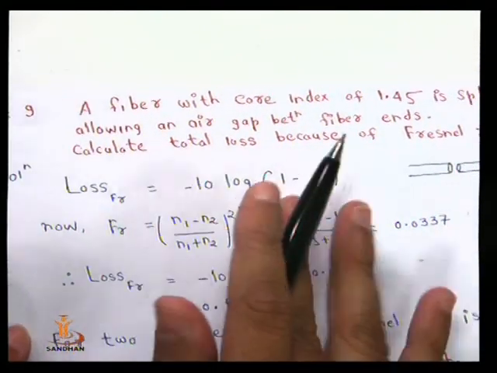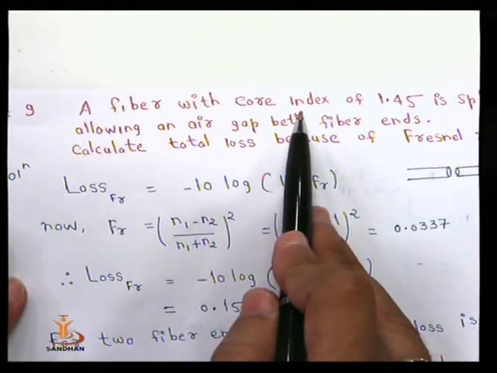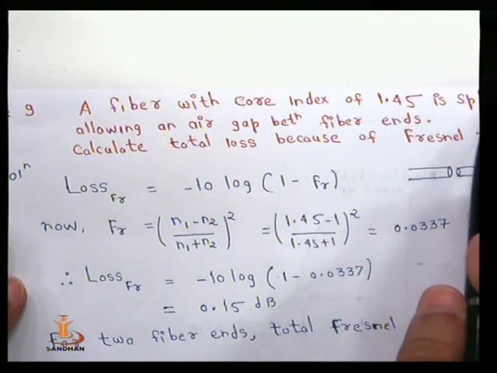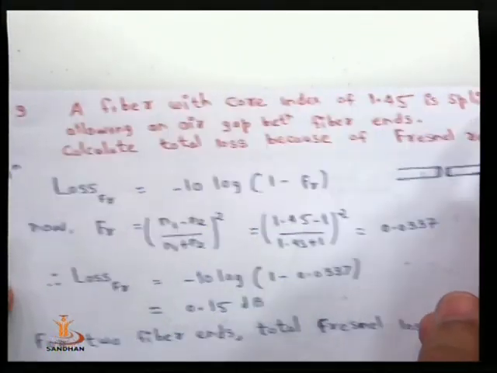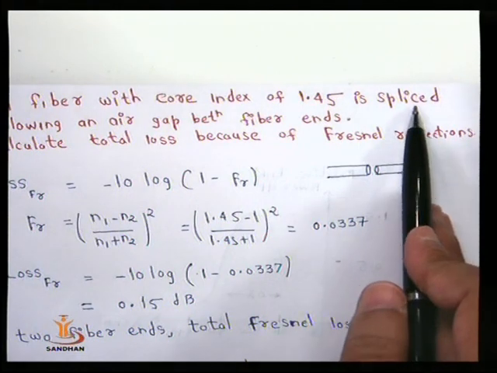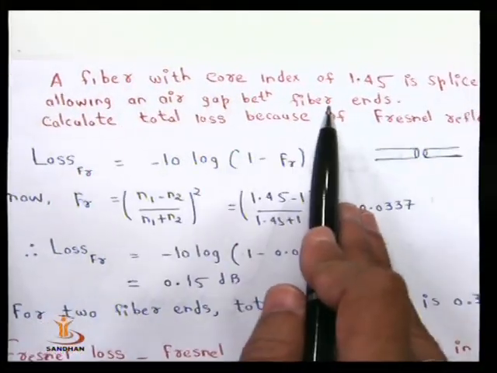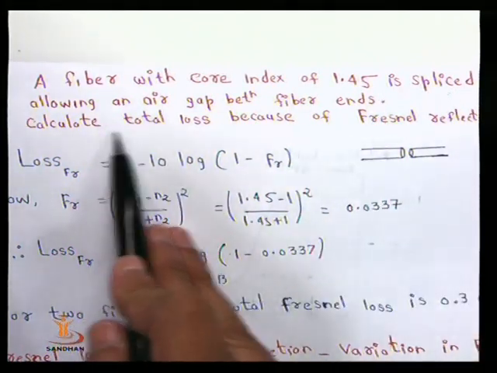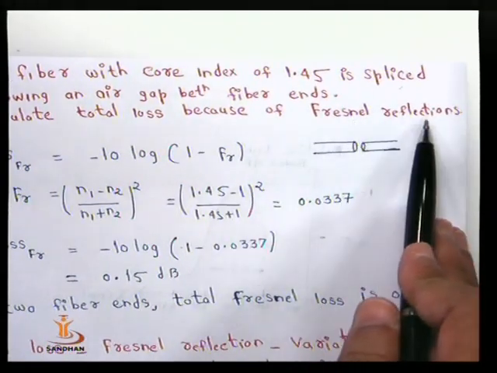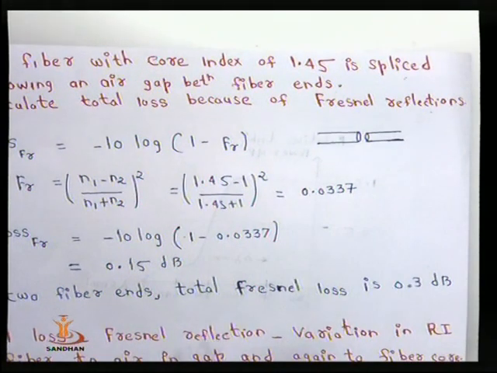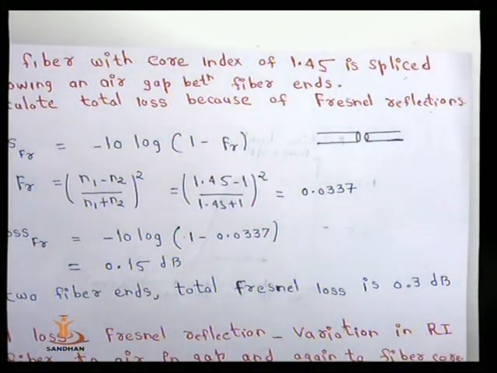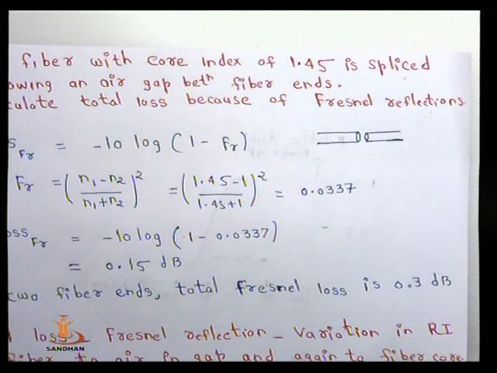Next numerical: a fiber with a core index of 1.45 is spliced. Spliced means fused or joined together, a connection of the two fibers, allowing an air gap between fiber ends. Calculate the total loss because of Fresnel reflections. Fresnel loss is nothing but the loss due to the variation in the refractive index.